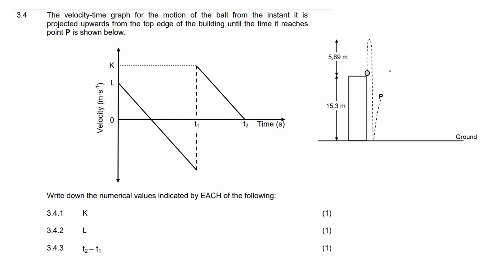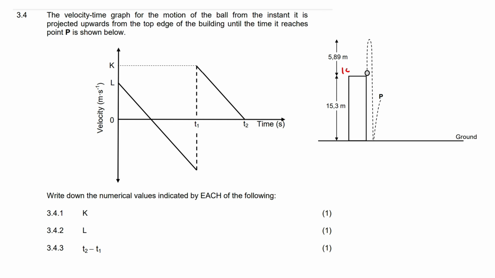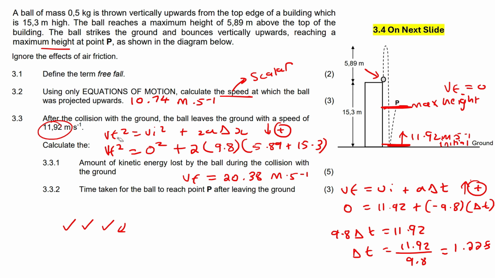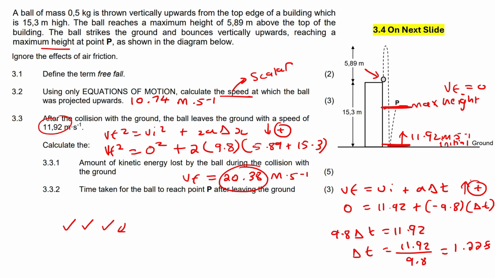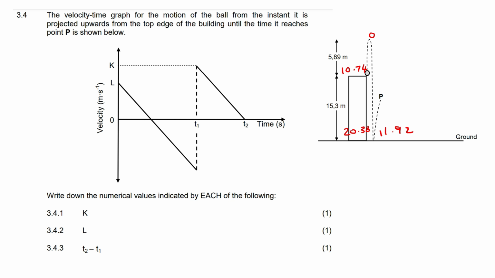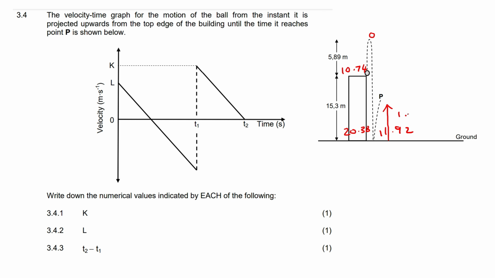Okay, so now let's just try to summarize everything that we have so far. We know that this velocity was 10.74. We know that the velocity here is 0. We know that it hit the ground at 20.38, and it bounces up at 11.92. And we know that this part over here, the amount of time, we just calculated as 1.22 seconds. These are all in meters per second. I don't know what we're going to need for here, but it's important that we have all of that information filled in.